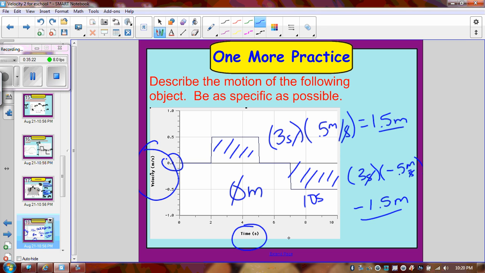Notice there is no way to tell from a velocity versus time graph where the object actually started. All we can do is figure out what the displacement was. We have no idea where this object started. It could have started at the origin, but it could have started at 10 meters away from the origin. All we know is that the object is going to end up in the exact same place that it started.